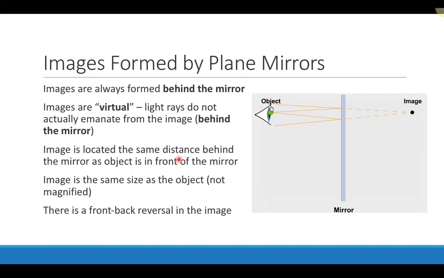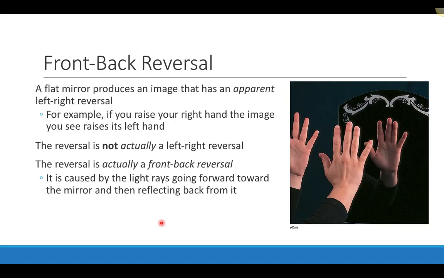The image is always located the same distance behind the mirror as the object is in front. So as the object gets closer, the image gets closer, and those distances are always the same as measured relative to the mirror. The size of the object is also the same as the image. Now this picture doesn't actually show that, but the previous picture with the candle did show that. So if this were a larger object, the image would be exactly the same size. The other thing that's true is that the image is a front-back reversal, not a left-right. So we'll see that on the next slide.